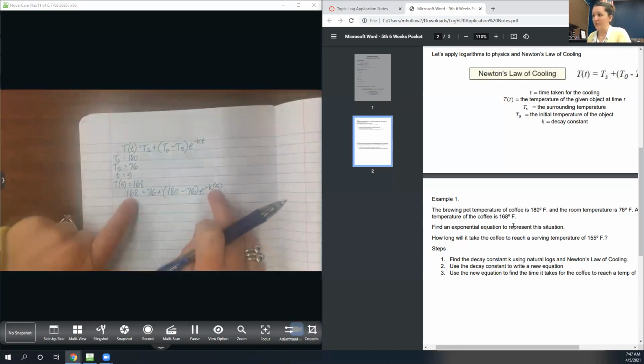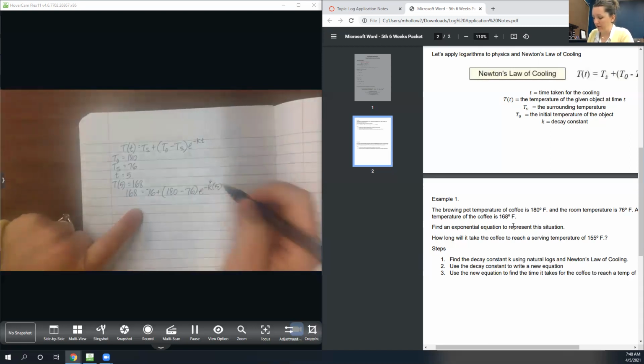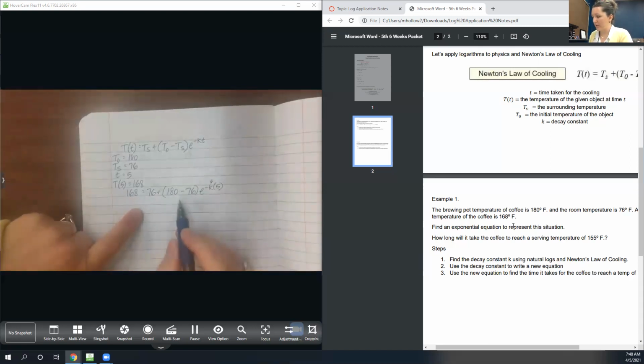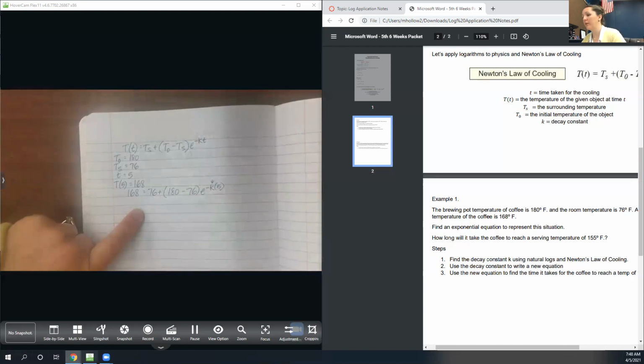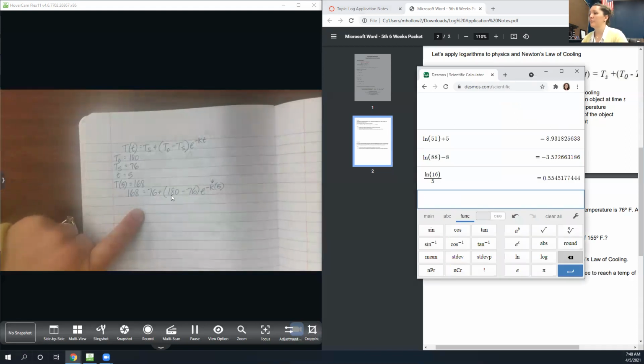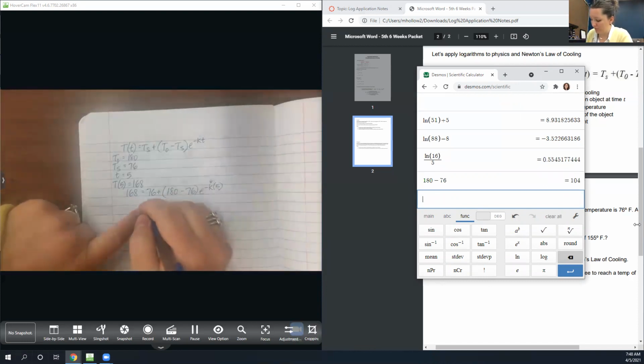And then after 5 minutes, it's 168. So we're going to use this to solve for this K value here. All right, so let's just narrow our stuff down here and find out what all of this is. So we're just going to do our parentheses first, just like we should. 180 minus 76 is 104. So I have 76 plus 104 e negative k 5.